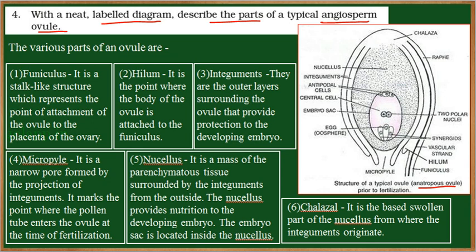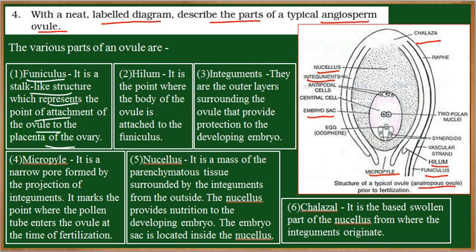Now the anatropous ovule contains funiculus, hilum, integument, micropyle end, chalazal end, nucellus, and within the nucellus the embryo sac. The first one, funiculus, is a stalk-like structure which represents the point of attachment of the ovule to the placenta of the ovary. So here we can see this is the funiculus, which is a stalk. Through this stalk, the ovule will be attached to the placenta of the ovary.